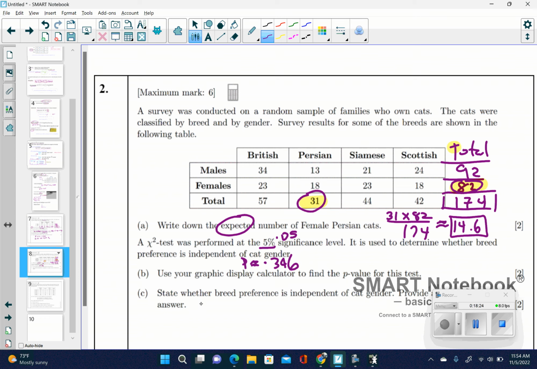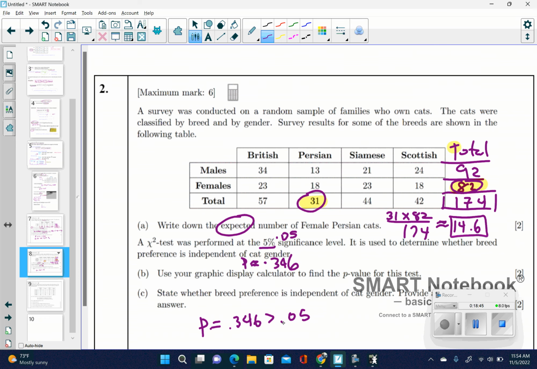And now we're going to state whether it's independent or dependent, right? So our p-value, which is 0.346, is it less than 0.05? No, it's not. It's greater than. So this is greater than our level of significance, which is 0.05.